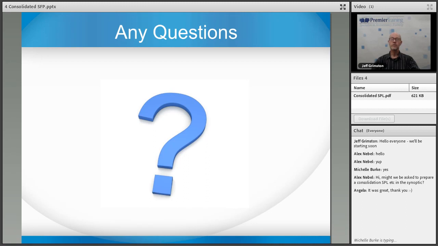Might we see a consolidation in the synoptic? A good question, Alex. It's not out of the question. Generally, the technical questions in the synoptic are a bit lighter than you would get in the main financial statements exam. So I think that's probably not.